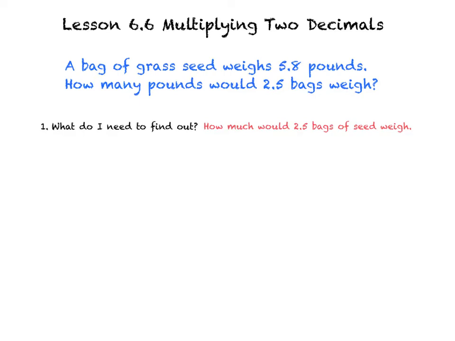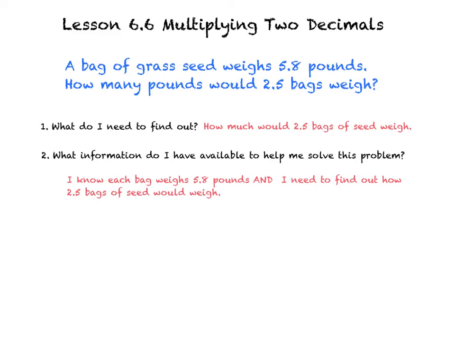Let's move on from there. What information do I have available to help me solve this problem? This is the time when you go back and look at the word problem and see what information they give you. What's there to help you solve this problem? Well, I know that each bag of grass seed weighs 5 8/10 pounds. And I know that I need to find out how many pounds 2.5 bags would weigh. So each bag is 5 8/10 pounds, and I need to find out how much 2.5 of those bags would weigh.